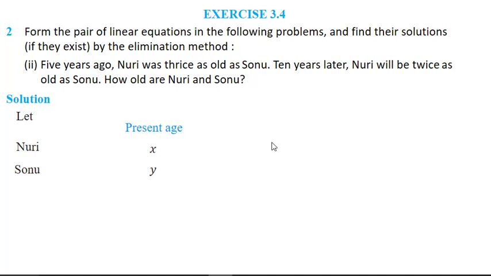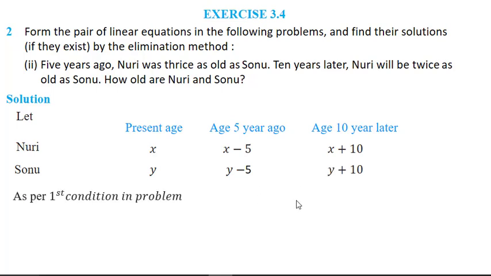Now 5 years ago, so that means we will see the age before 5 years. So 5 years ago the age of Nuri will be X minus 5 and the age of Sonu will be Y minus 5. And then they have given some condition for 10 years later. So age after 10 years will be X plus 10 and Y plus 10.